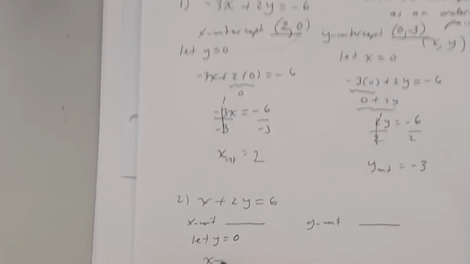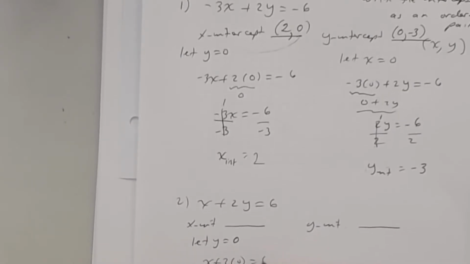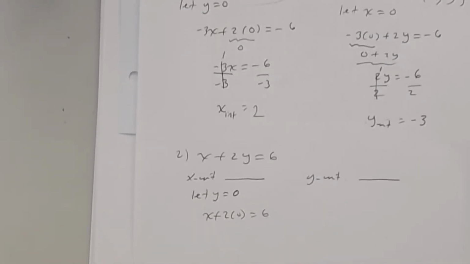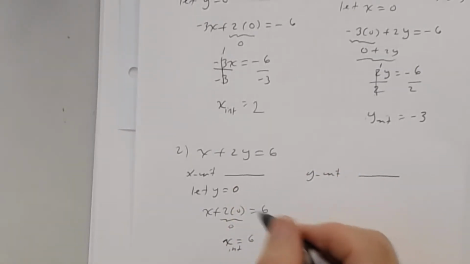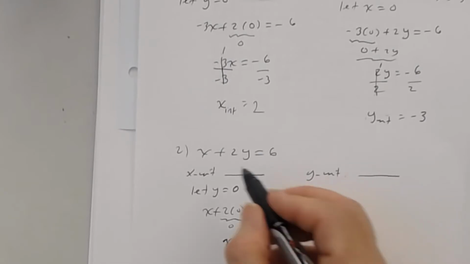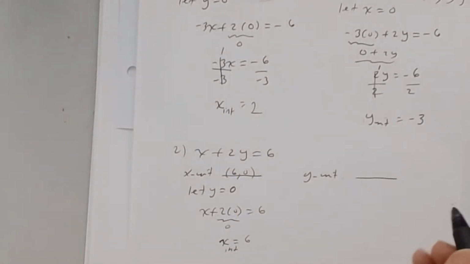If you want to do the work, you can. You would say x plus 2 times 0 equals 6. 2 times 0 is 0. And x plus 0 is still, what's x plus 0? X, so x equals 6. So you found your x-intercept. So the x-intercept is 6, but you need to write it as an ordered pair, so you're going to say 6, comma 0.